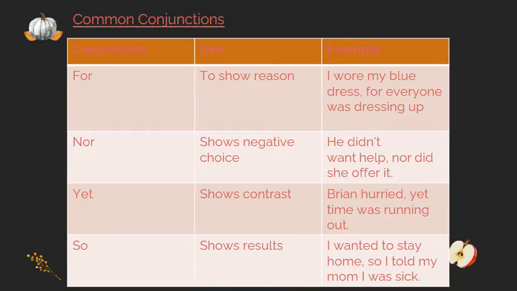"For" we use to show reason. I wore my blue dress, for everyone was dressing up. So you see, I have to use "for" here since I'm showing reason, and I have to use a comma before the conjunction "for." "Nor" shows negative choices, opposite to "or." He didn't want help, nor did she offer it. Okay? And here notice something that I added before the subject since I'm using "nor." When I use "nor" and I have "did" or "didn't," I put it before the subject, just in this case.